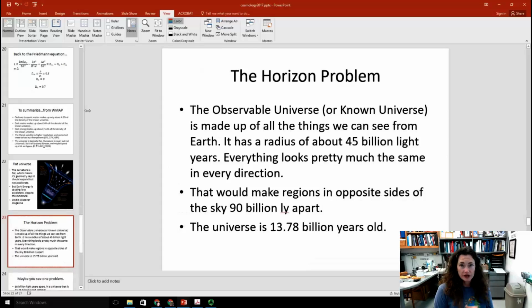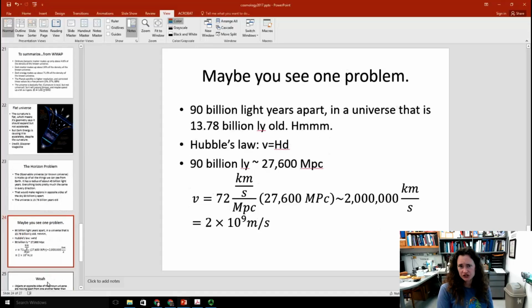Now there's also a problem in cosmology that's called the horizon problem. And that's kind of this. The observable universe, or the known universe, is made up of all of the things that we can see from Earth. And this has a radius of about 45 billion light years. And everything looks pretty much the same in every direction. So what this means is it would make regions in opposite sides of the sky about 90 billion light years apart. But the universe is 13.8 billion years old. Well, maybe you see one problem straight off the bat if you just give it a second's thought. 90 billion light years apart in a universe that's 13.8 billion years old.